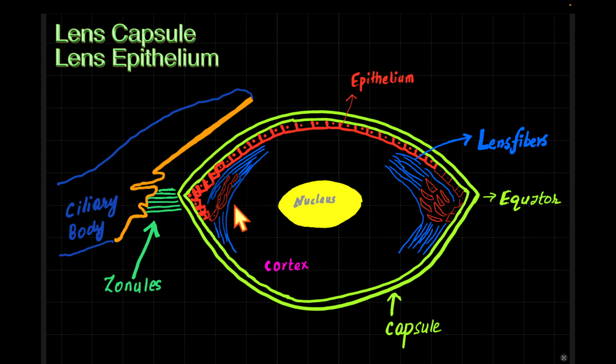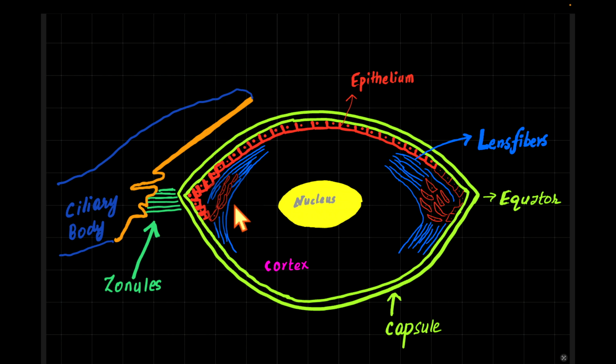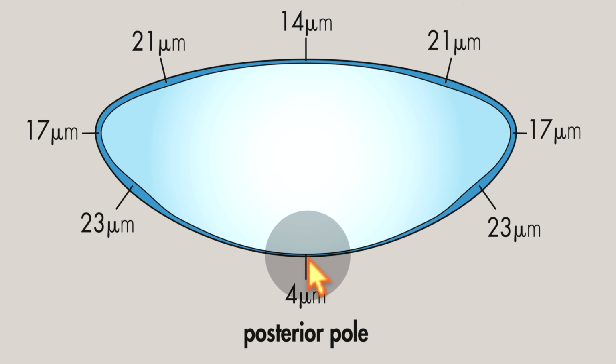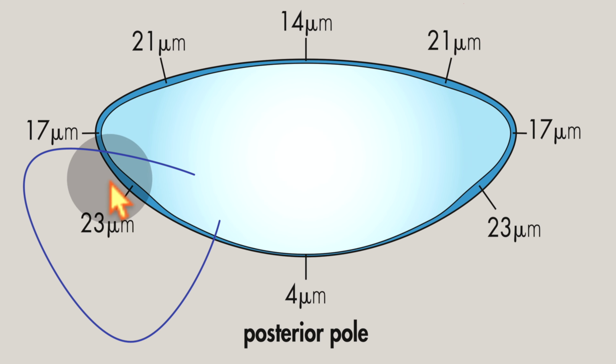So the lens basically has three parts. You have the lens capsule, the lens epithelium, and then the lens fibers. And the lens is basically a transparent biconvex structure, and the convexity of the anterior surface is less than that of the posterior surface. Likewise, the thickness of the lens capsule is also not the same. So at the anterior pole, it is going to be 14 micrometers, and at the posterior pole, it is 4 micrometers. So it is thinnest at the central part of the posterior pole, and it is thickest near the equator at 23 microns.